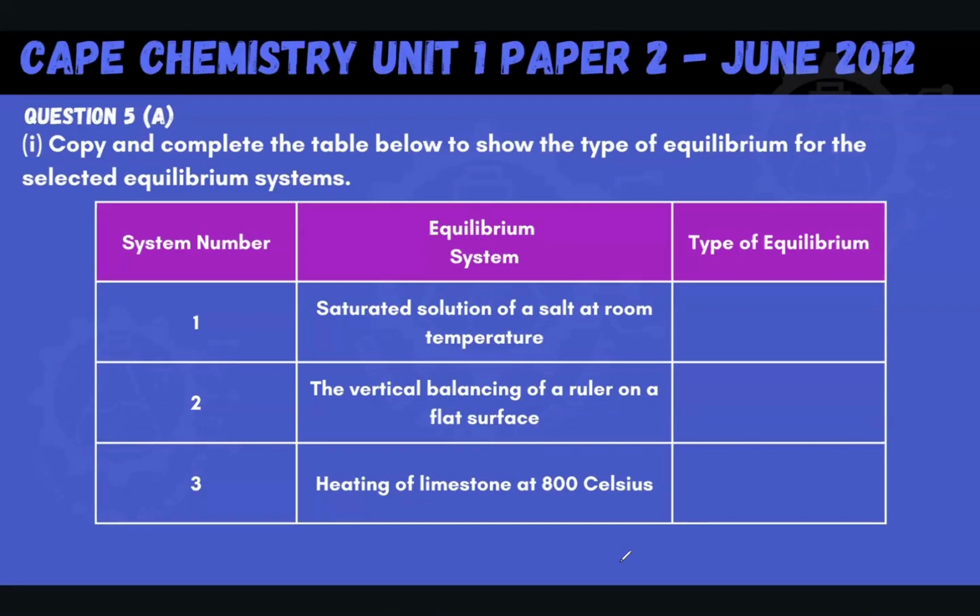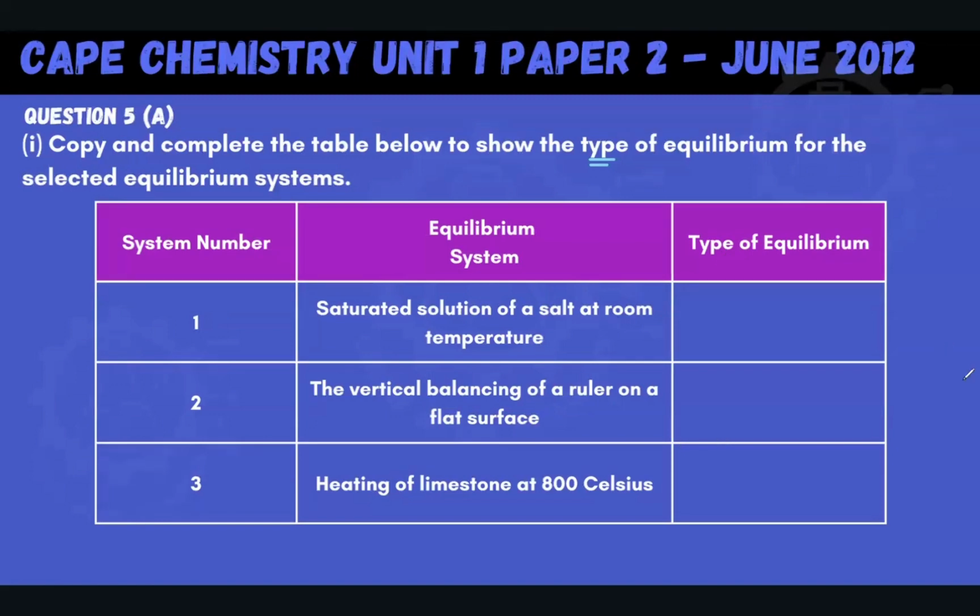In this video, we will be working through the June 2012 Unit 1 Paper 2, and we'll be doing question 5, which centered around chemical equilibria. So this question says that we were supposed to copy and complete the table below to show the type of equilibrium for the selected equilibrium systems. We have three systems here. The first system is a saturated solution of a salt at room temperature. System 2 is a vertical balancing of a ruler on a flat surface. And system 3 was the heating of limestone at 800 degrees Celsius.